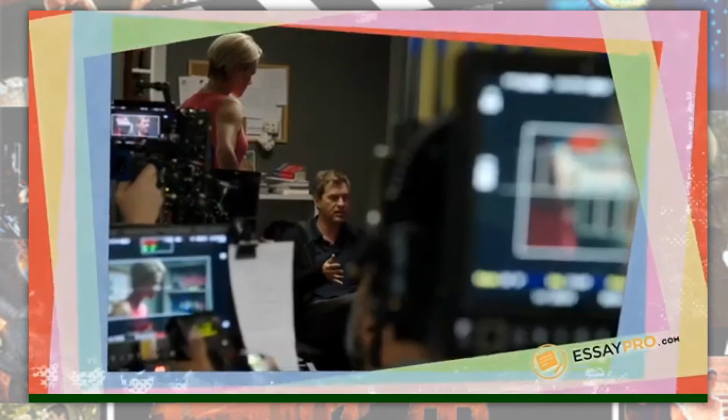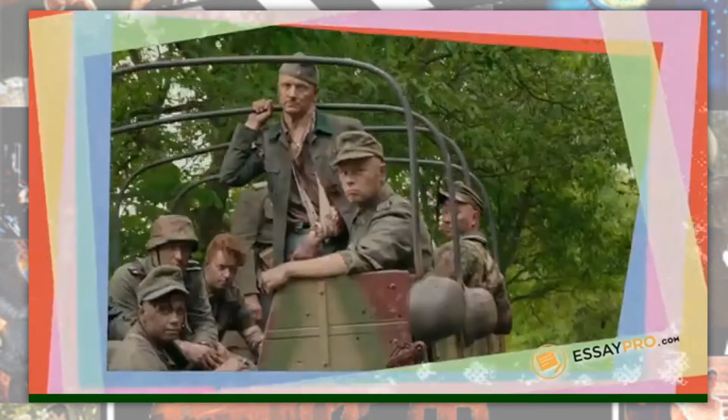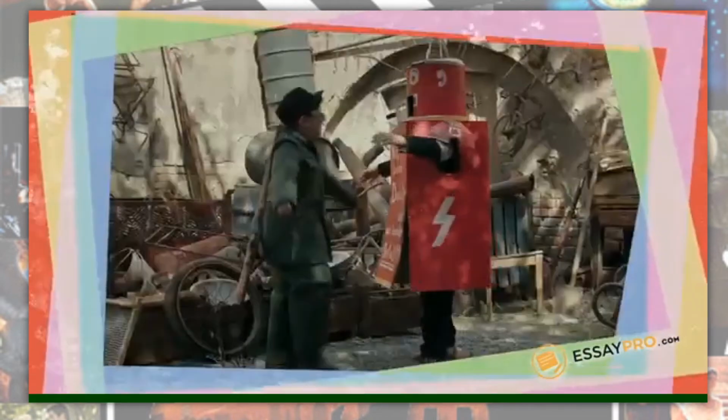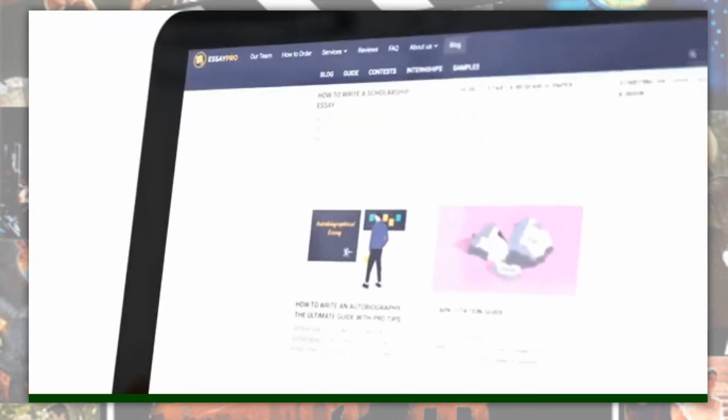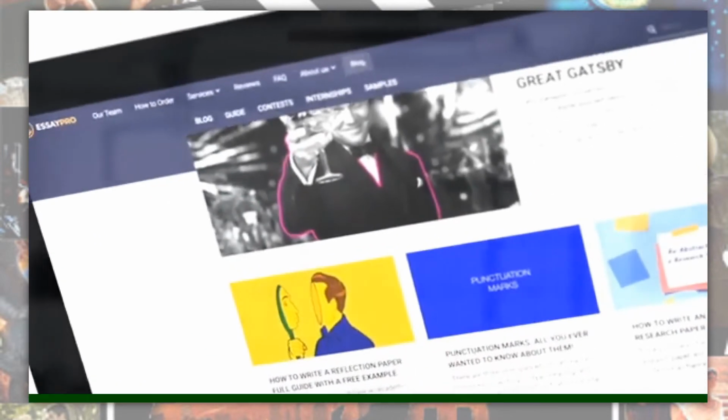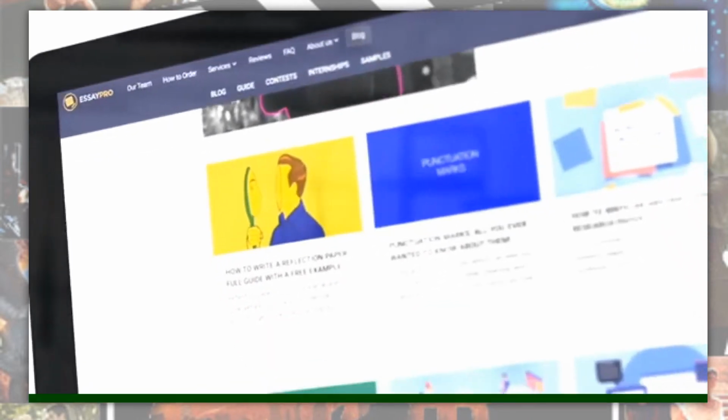Conclusion. Announce whether the filmmaker was successful in his or her purpose. Explain how the motion picture was helpful in providing a deeper understanding of the course topic. Some relevant examples can be found in our blog's article dedicated to this topic. Check them out for more in-depth understanding of the overall process.